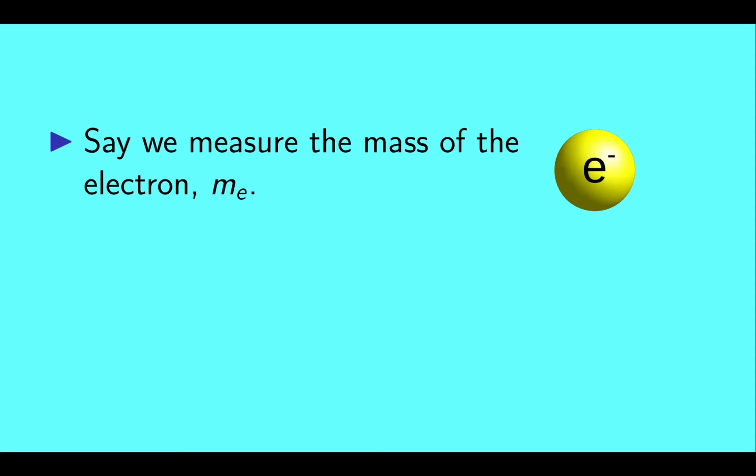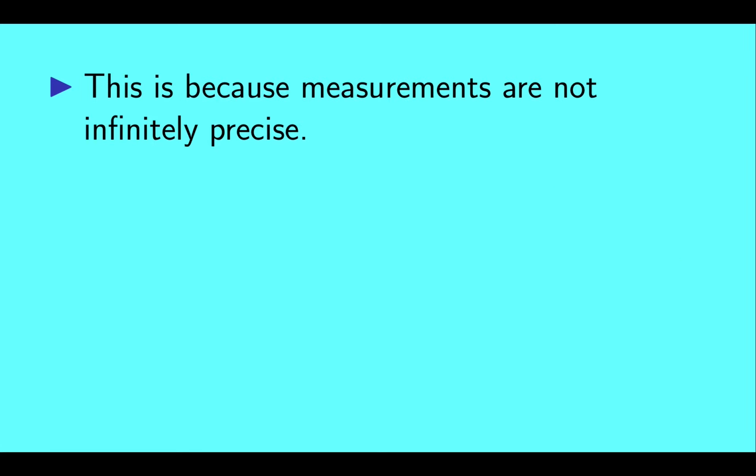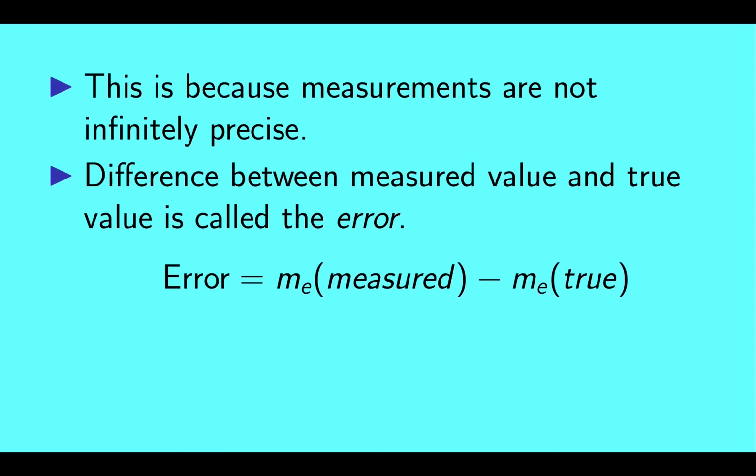Let's say we measure the mass of the electron, which we'll call ME. The result we get from our measurement will not be exactly the same as the true mass of the electron. This is because measurements are not infinitely precise. The difference between the measured value and the true value is called the error. So in this case, the error is ME measured minus ME true.